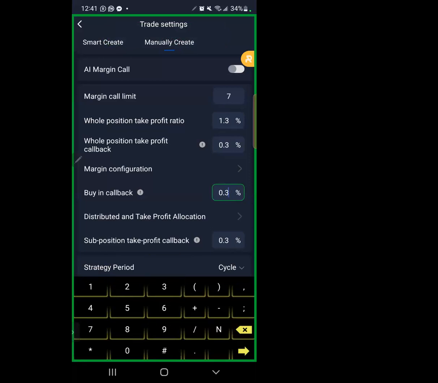You get the point? So when you learn this thing, you will do your settings very well. So if I'm trading Bitcoin, my buying callback would be very small, 0.01 or 0.1. But if I'm trading WorldCoin, I have to put 0.5.